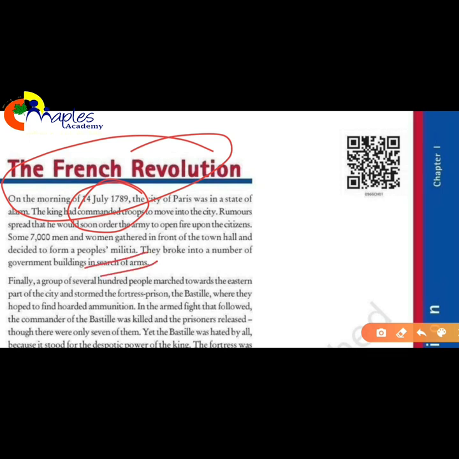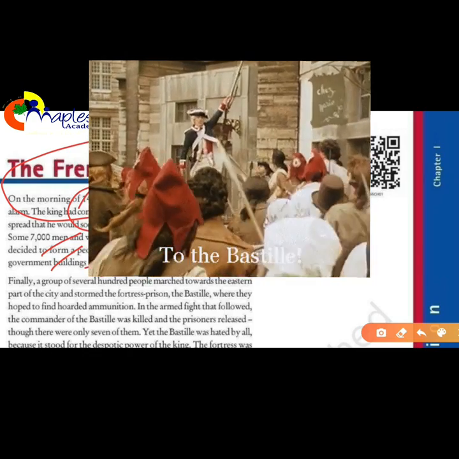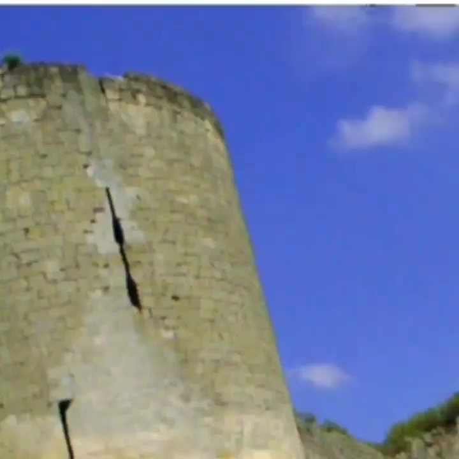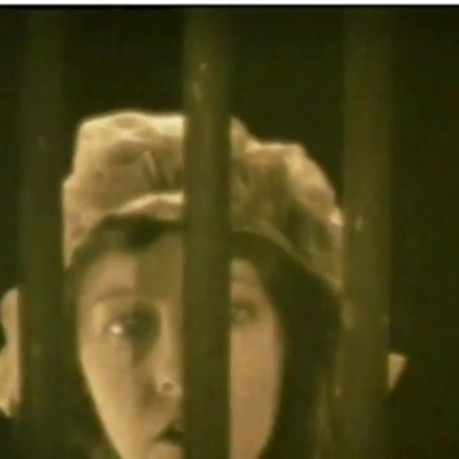They formed that and thought they would fight against the king's soldiers, and for that ammunition would be required. They formed the People's Army and gathered near the town hall. Around 7,000 people gathered, moved towards the eastern part of Paris and stormed the government buildings, including the Bastille, where they were supposed to find the hoarded ammunition. They destroyed the whole prison because it was considered the despotic power of the king.